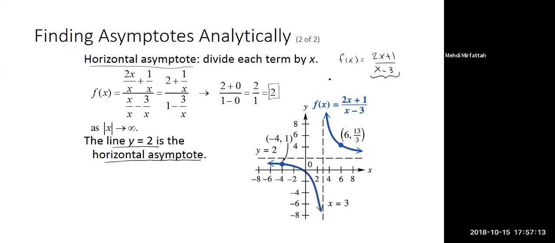To find the horizontal asymptote, you want to divide each term by the highest exponent you see, and you ask yourself, as x goes to infinity, what's going to happen to the function? In this case, it tends to y equal to 2. As you can see, y equal to 2 would be this line here, your horizontal asymptote. Your graph is going to get closer and closer to this line. It never reaches that line.